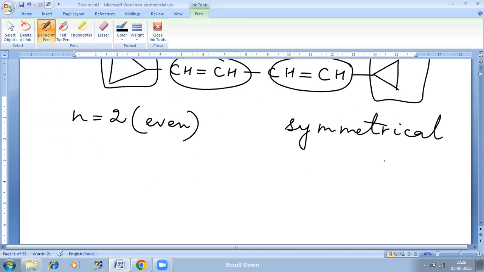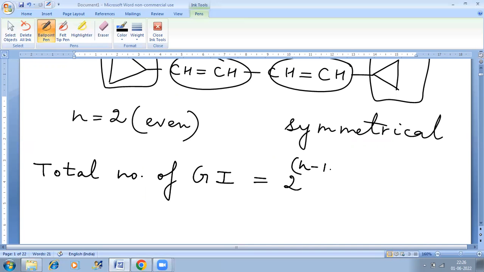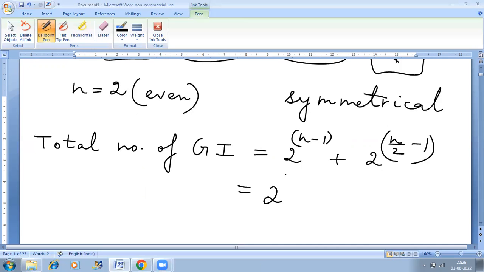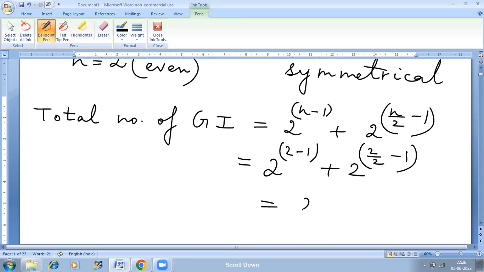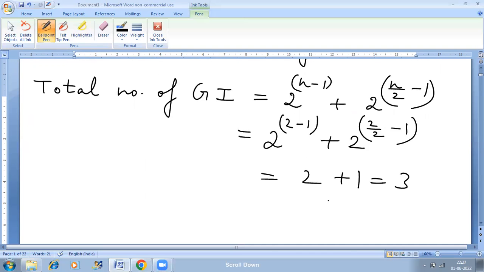If the molecule is symmetrical, then the formula is what? Total number of geometrical isomers will be 2 raised to n minus 1 plus 2 raised to n by 2 minus 1. And hence the answer is 3. Question number 28.